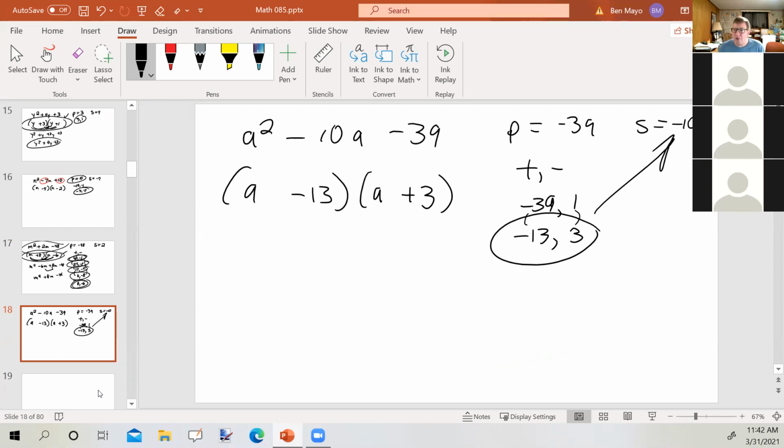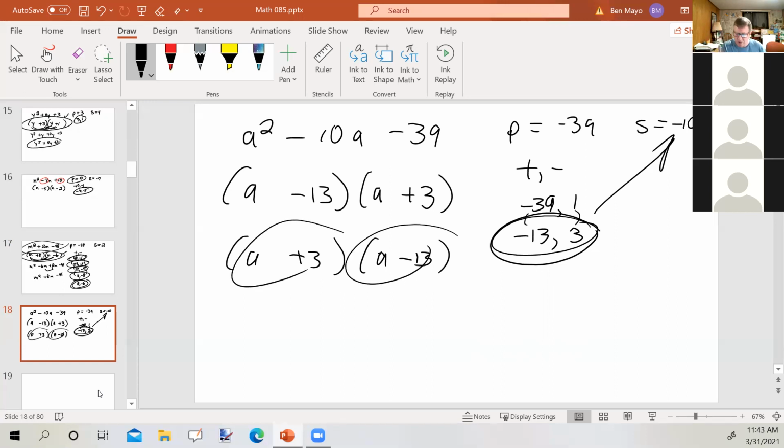Now, a question that you might have is, does it matter which order I put these two in? Could I have done it like this? And I think we talked about this a little bit yesterday, that multiplication is commutative. So by taking the two factors and switching the order, the result is still going to be the same. Okay.